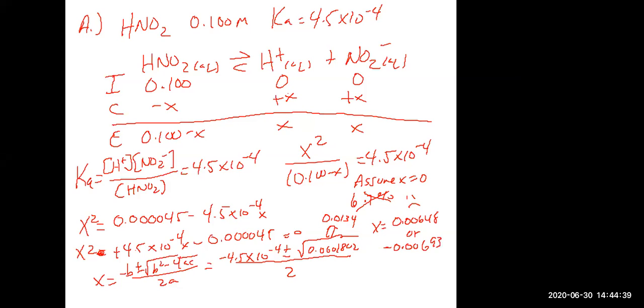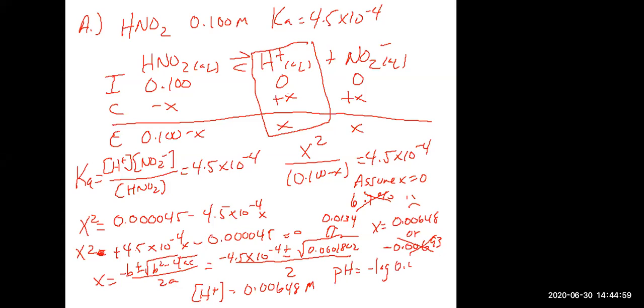So obviously we're looking for our H plus, which is equal to x. So it can't be the negative number. That means that our H plus concentration in this case is 0.00648 molar, which means the pH is minus the log of that, and that's going to give us, I believe, a pH of 2.19. Any questions on any of those steps?